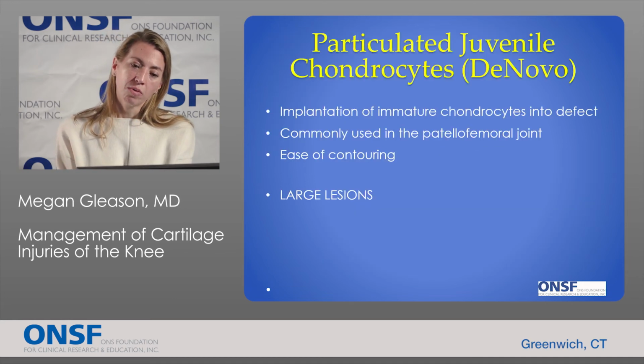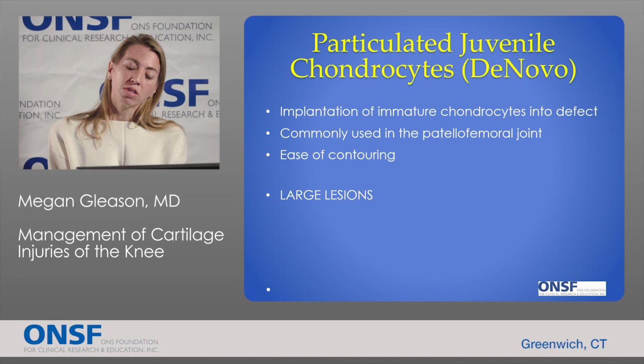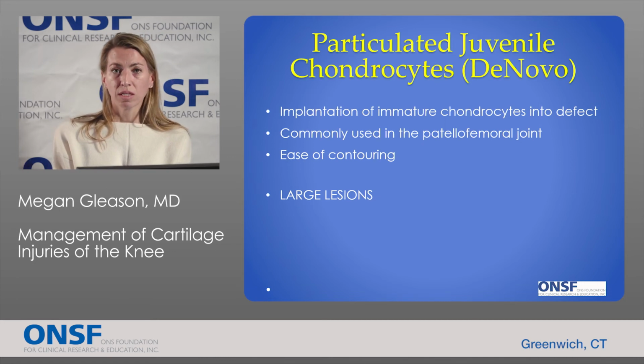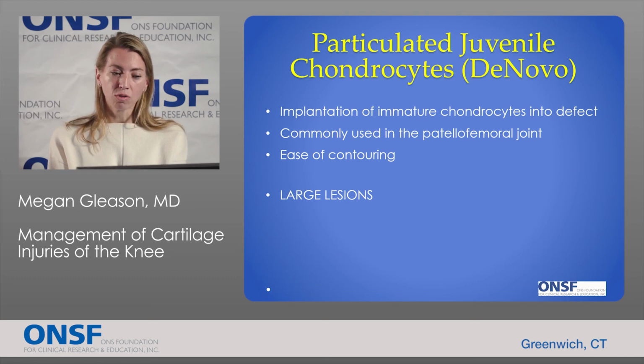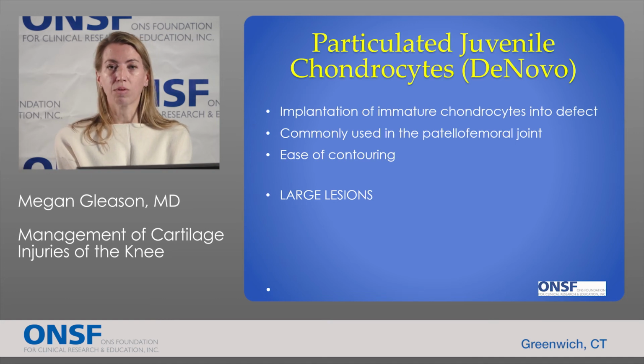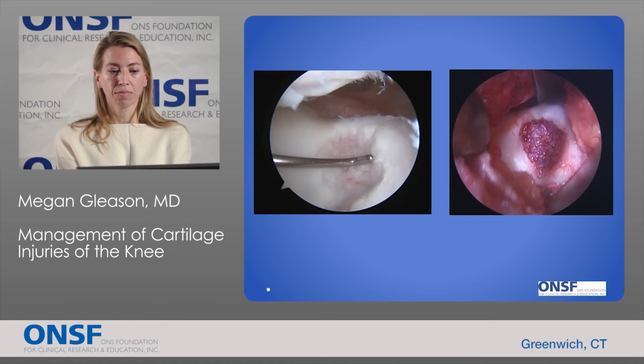Another example is what we call particulated juvenile chondrocytes, and that's where we use immature chondrocytes that are donor tissues, and those are very good for areas that need coverage but don't have great boundaries or the contouring is not easy. Again, this is for larger lesions. You're often going to see this in the patellofemoral joint. So here's an area on the front of the trochlea. And on the right side of the screen, you're seeing where these juvenile cartilage cells have been implanted and then glued into place, and they will propagate and fill in with hyaline type cartilage.